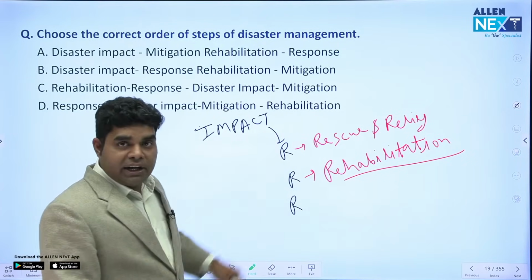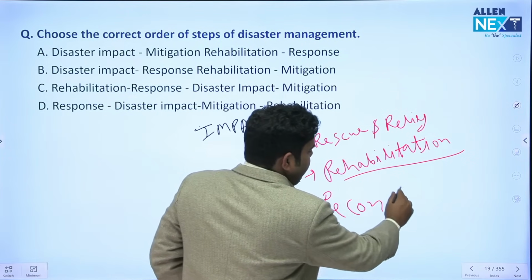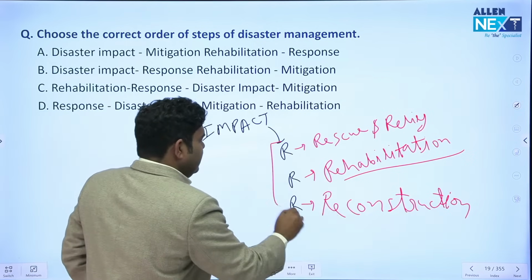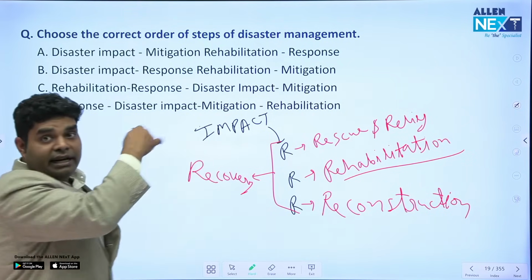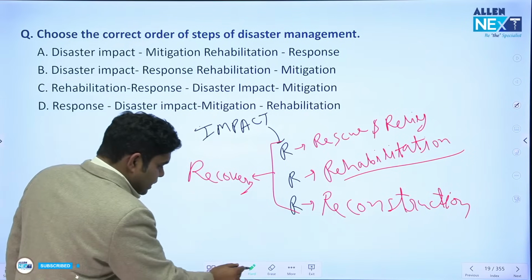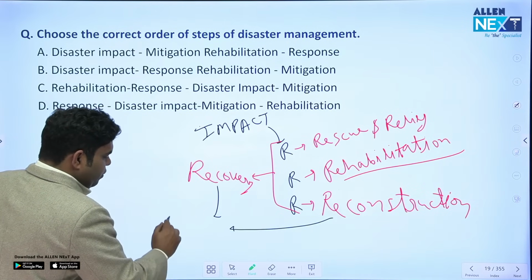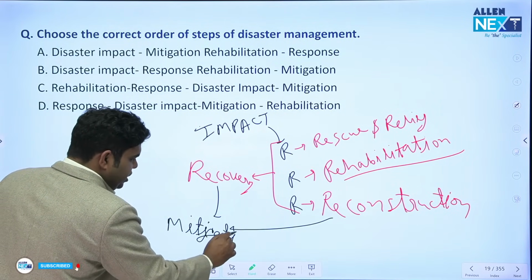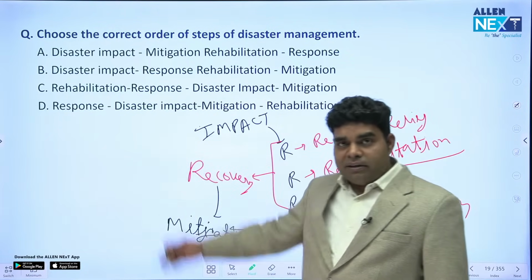So after rescue rehabilitation, the third is reconstruction of their homes and building. Reconstruction. If you add all these three, it will become recovery. ऊपर में से आंसर देना, which do you think is the correct answer, A, B, C, D, that you have to give. And after this reconstruction or recovery, we do mitigation. Mitigation means decreasing impact of future disaster.